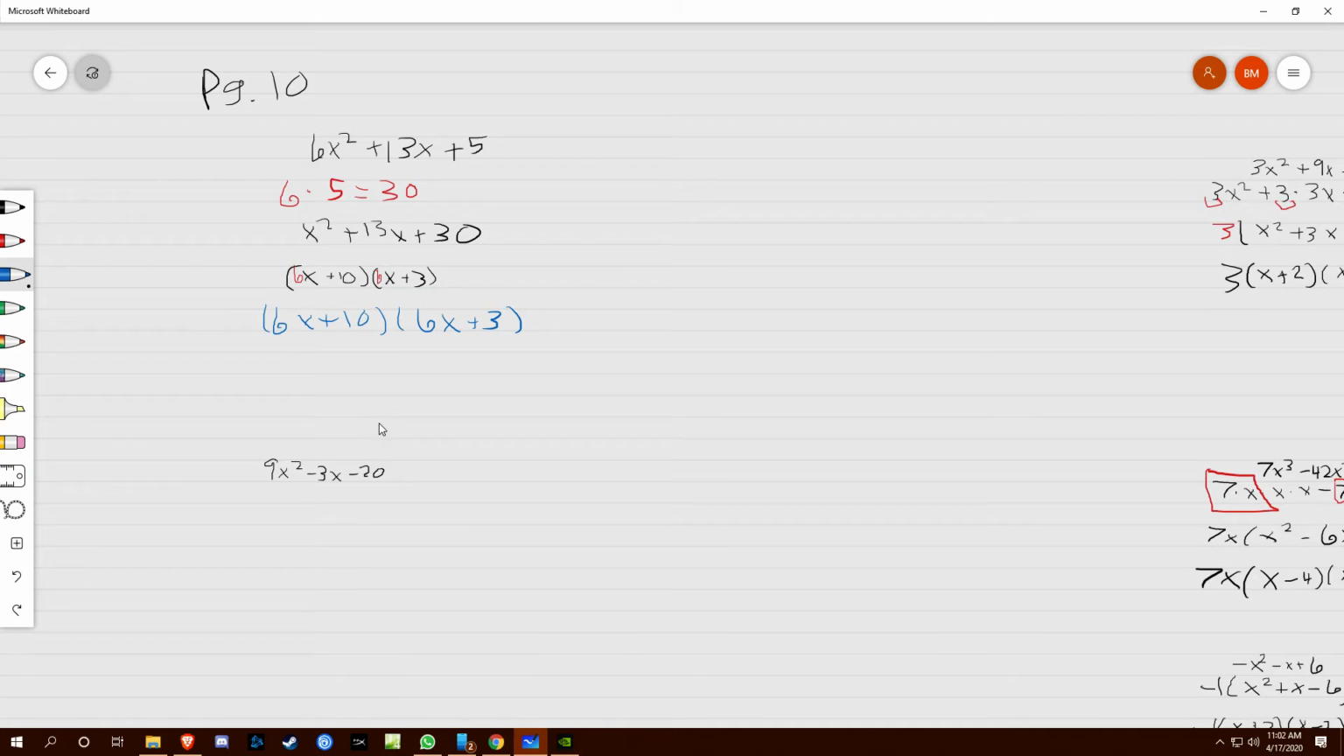So now, the next step says take out any GCF. So we're looking at these individually. Is there a greatest common factor between 6 and 10? There is. It is going to be a 2. So I'm going to take a 2 out, and this is going to be a 3x plus 5. And then for this one, 6 and 3, my greatest common factor is a 3.